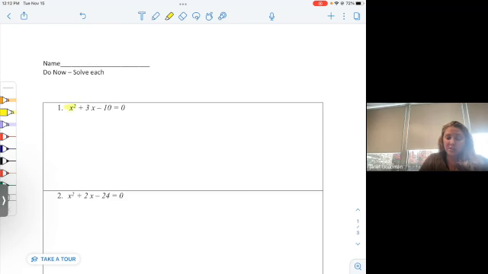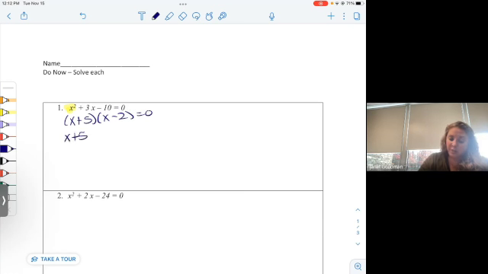So you'll notice in these first few problems, our lead coefficient is a 1. So when we have a lead coefficient of 1, it makes our factoring a little bit easier. We are simply looking for two numbers that multiply to our -10 and add up to a +3. So again, two numbers that multiply to our last term and add up to our middle term. So in this case, that's a +5 and a -2.